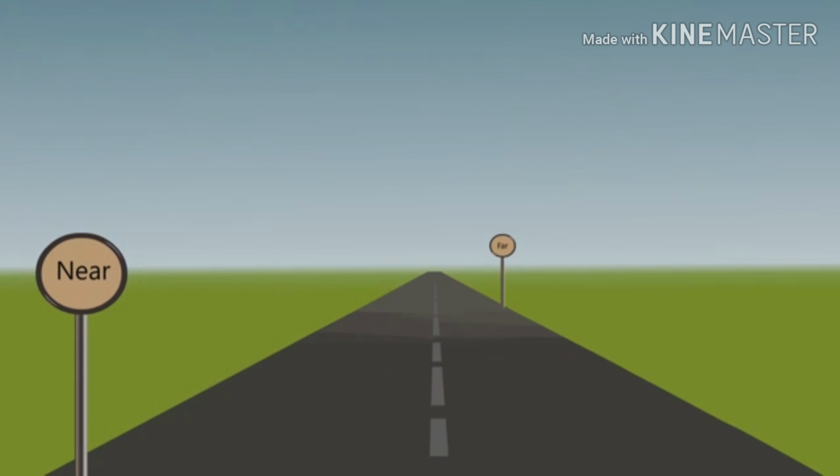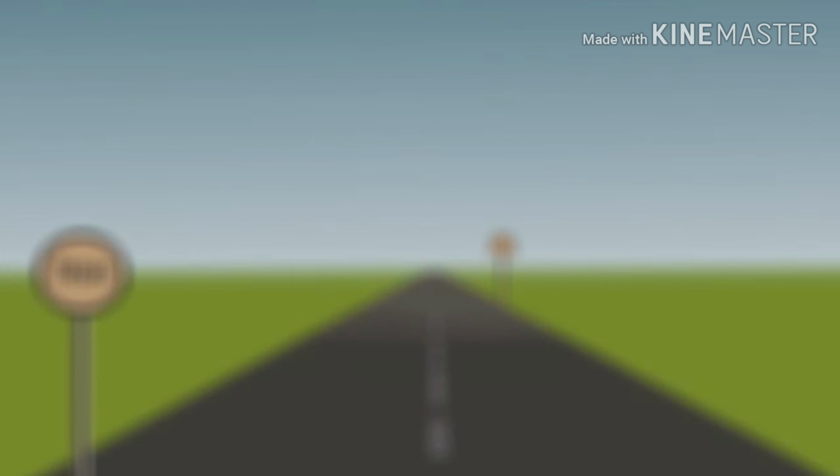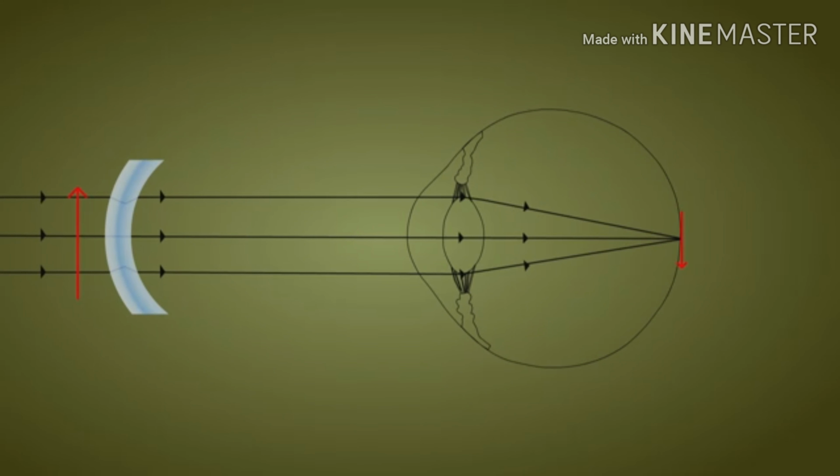At times, both nearby and distant objects cannot be seen clearly, and this can be corrected using a bifocal lens. The upper part is concave, correcting distant vision, and the lower part is convex, correcting near vision.